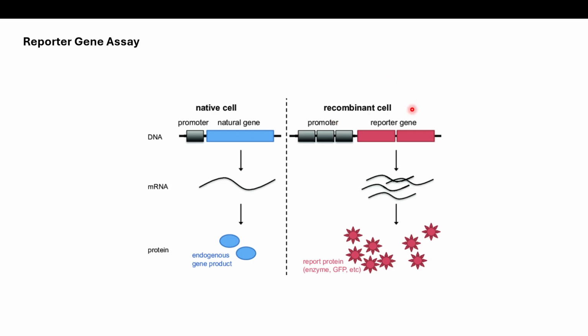But in case of a recombinant cell, the reporter gene is fused under the same promoter. If this promoter is a stronger one, it will drive the expression and lead to a much larger expression of this particular genetic sequence, and these transcripts will in turn express the reporter molecules. In this case, it's a reporter protein, enzyme, GFP, etc.